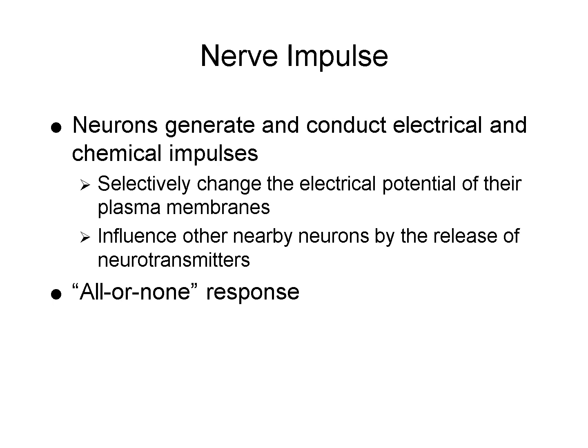They selectively alter the electrical potential across their plasma membranes to initiate an action potential. Once triggered, the action potential follows an all or none principle, meaning it either fires completely or not at all. Neurotransmitters are then released to influence nearby neurons.